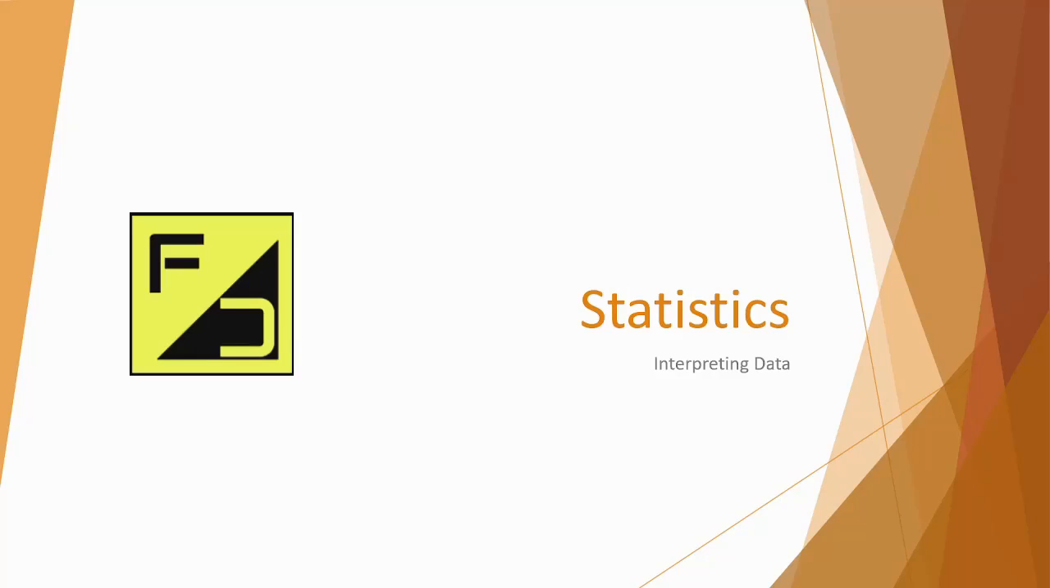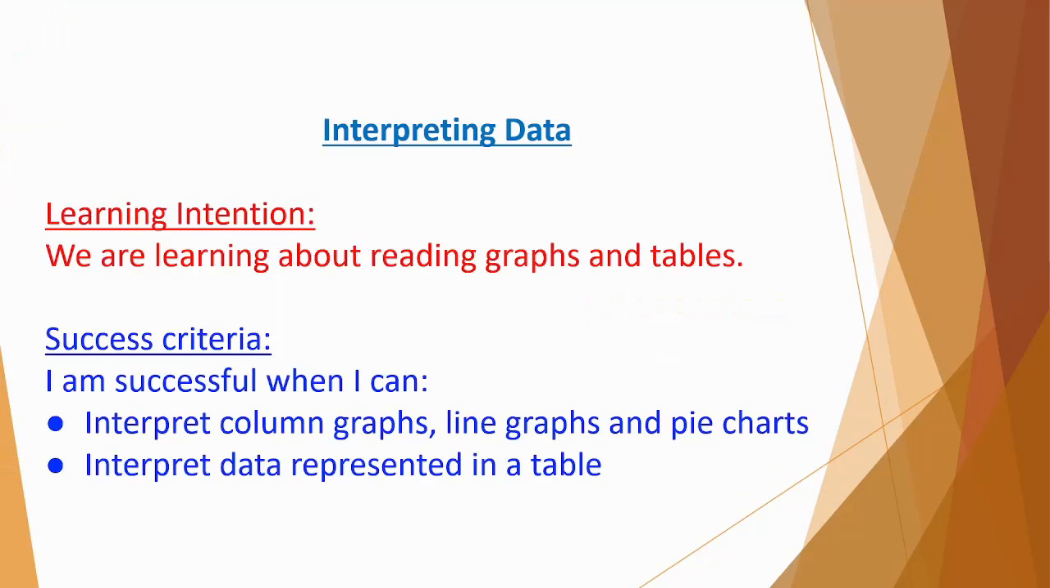Welcome to Flipped Classroom. Our topic is statistics and we are looking at interpreting data. Our learning intention is that we are learning about the reading of graphs and tables. And our success criteria is I am successful when I can interpret column graphs, line graphs, and pie charts, and I can interpret data represented in a table.